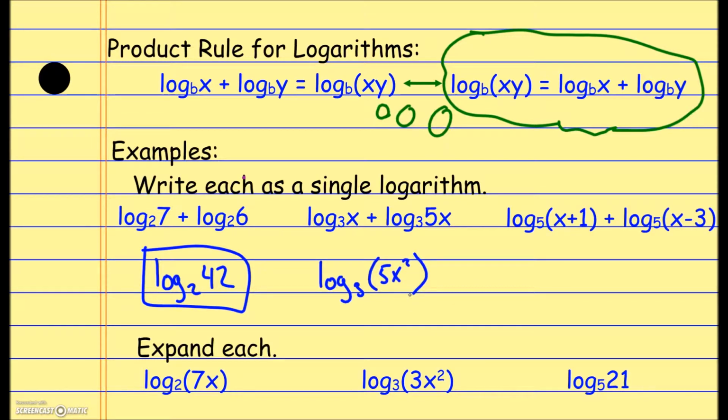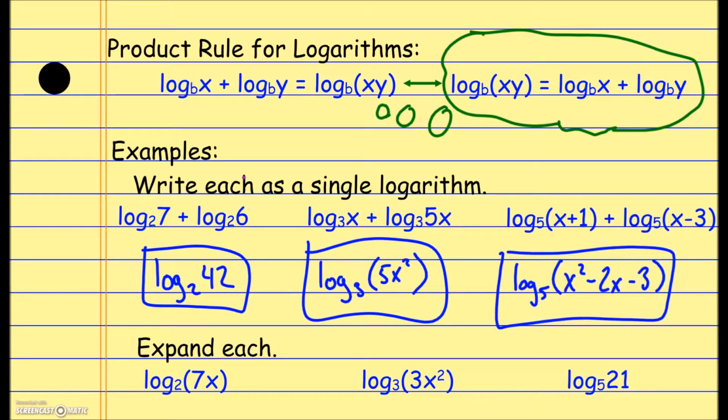The next one. It's log base 5 of x plus 1 plus log base 5 of x minus 3. I'm going to rewrite it as log base 5 of, well, that addition is going to become multiplication inside the logarithm. When I multiply, I have to FOIL or distribute here, so that's going to end up giving me x squared minus 2x minus 3.